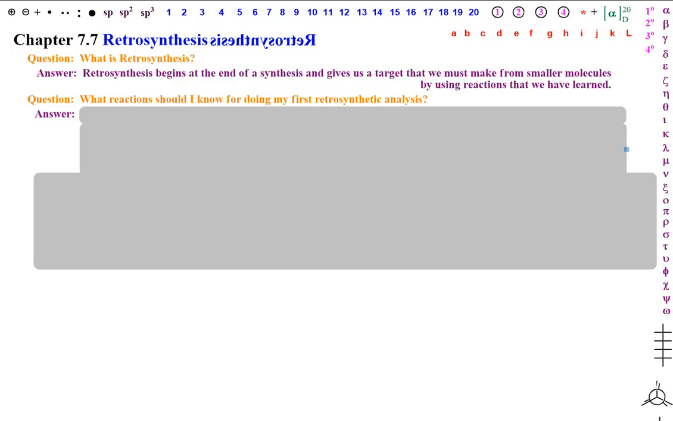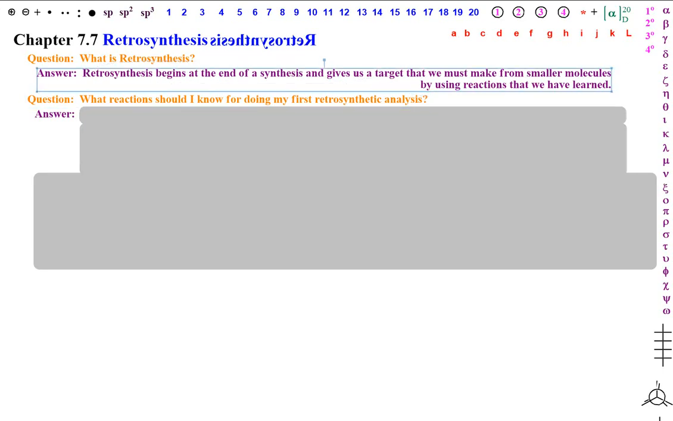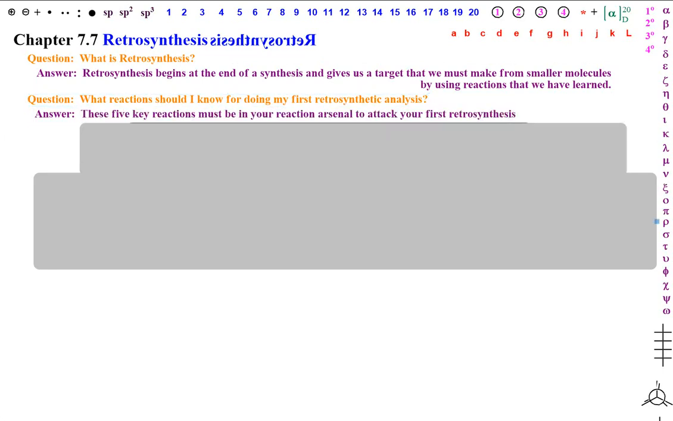So to make a long story short, retrosynthesis begins at the end of a synthesis and gives us a target that we must make from smaller molecules by using reactions that we have learned. So we have a new question. What reactions should I know from my first retrosynthetic analysis? I'm going to boil it down to 5 key reactions that we've studied in Chapter 7.